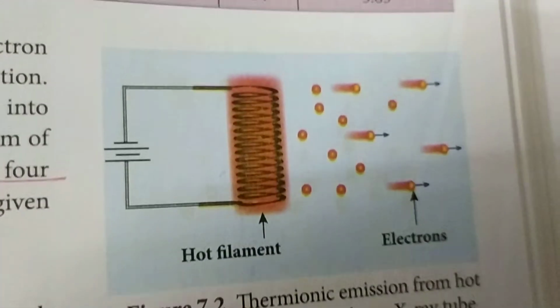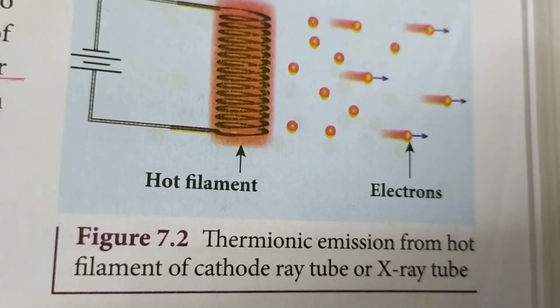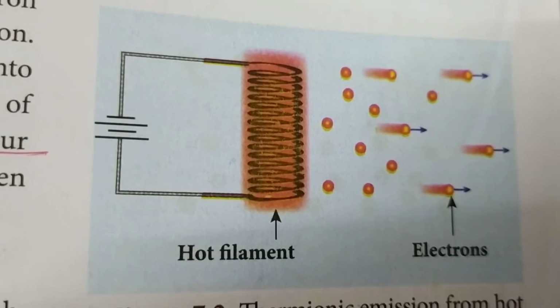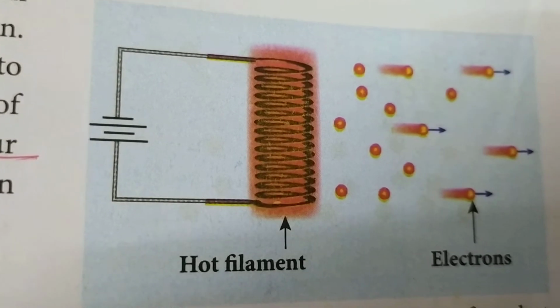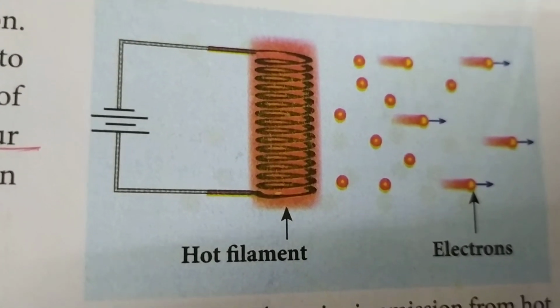And next, this is the diagram which shows you the filament of a cathode ray tube. Here you have the filament and it is heated by the battery. So because of this heat, the electrons are emitted.